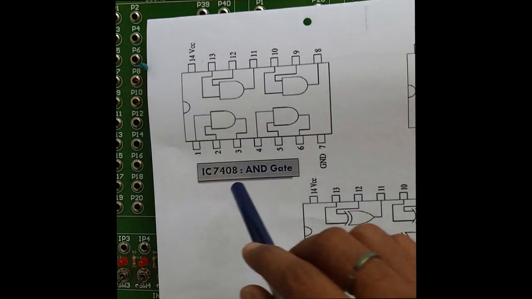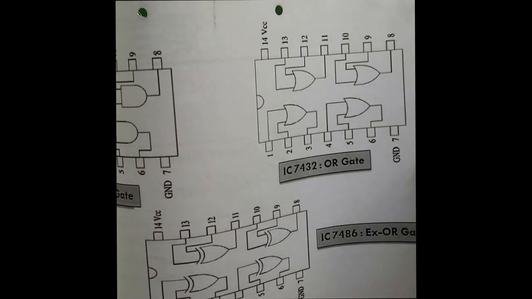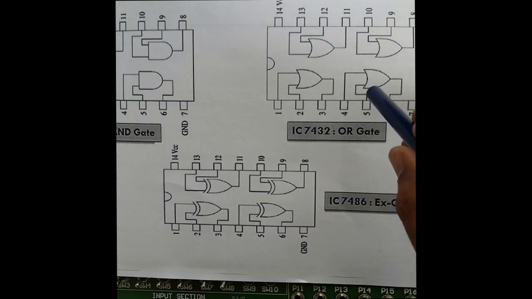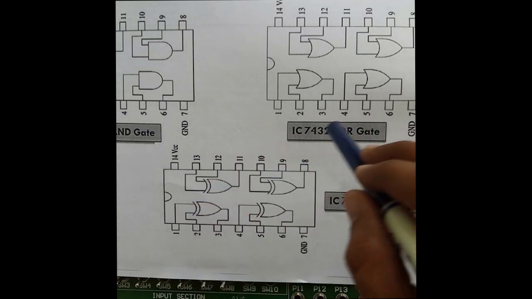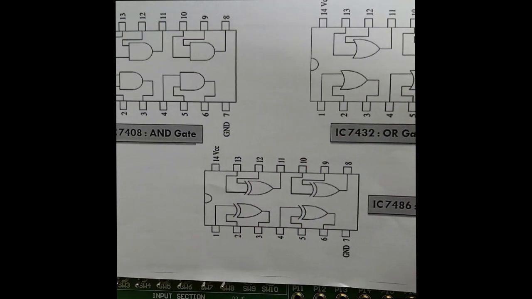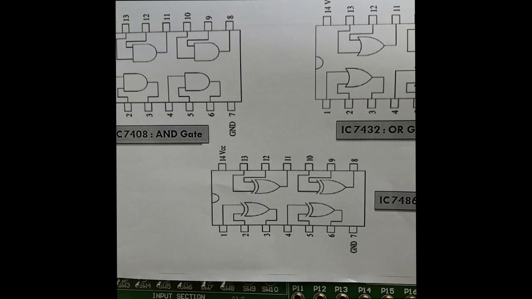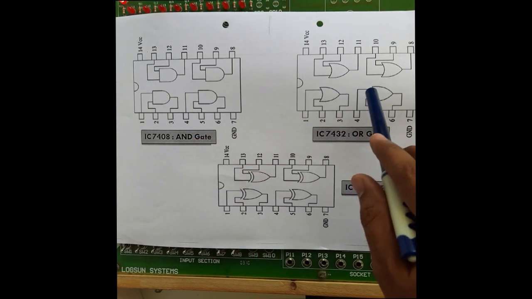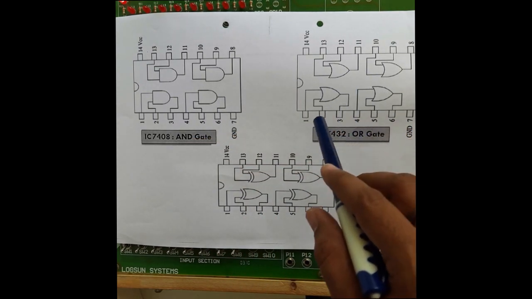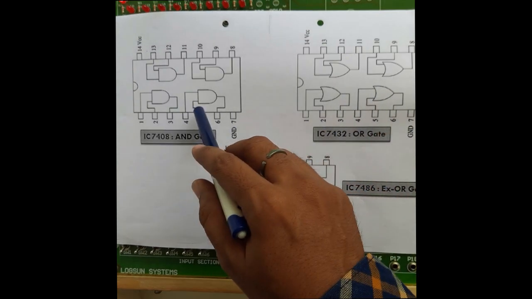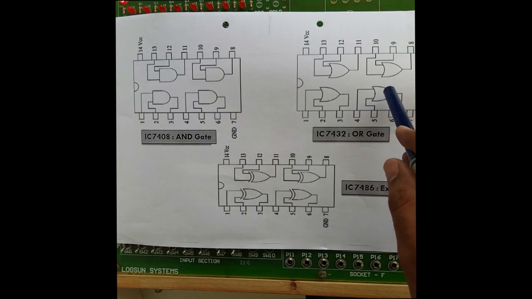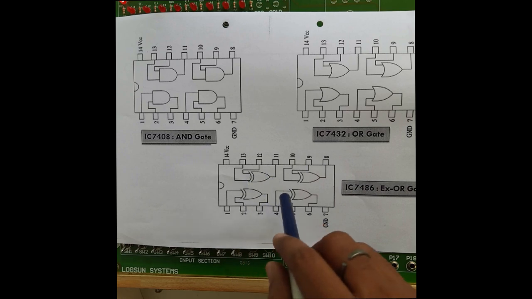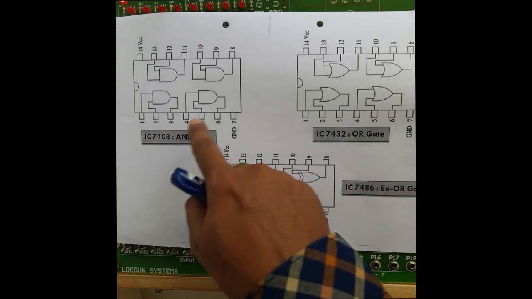For any basic gates, if you consider AND gate, OR gate, XOR gate (the XOR gate is a derived gate), the pin configuration for these 3 gates is the same. And the number of gates implemented on each IC is also the same: 4 AND gates, 4 OR gates implemented on 7432, and 4 XOR gates implemented on the 7486 IC. So these are the pin configurations.